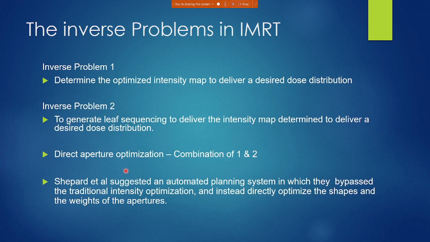But later on, in the late 2000s, people came up with a combination of these two, which is called direct aperture optimization. You don't need to do them separately. As the fluence is generated, a direct aperture optimization happens. I'll talk a little bit about this again later when we talk about VMAT. So this was suggested by Shepard et al., an automated planning system in which they bypass the traditional intensity optimization, and instead directly optimize the shape and the beam weights of the aperture. Everything was done in one optimization.